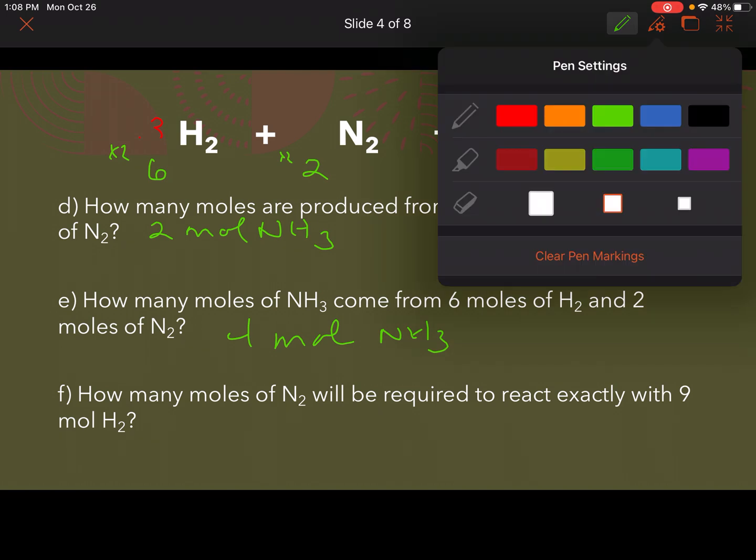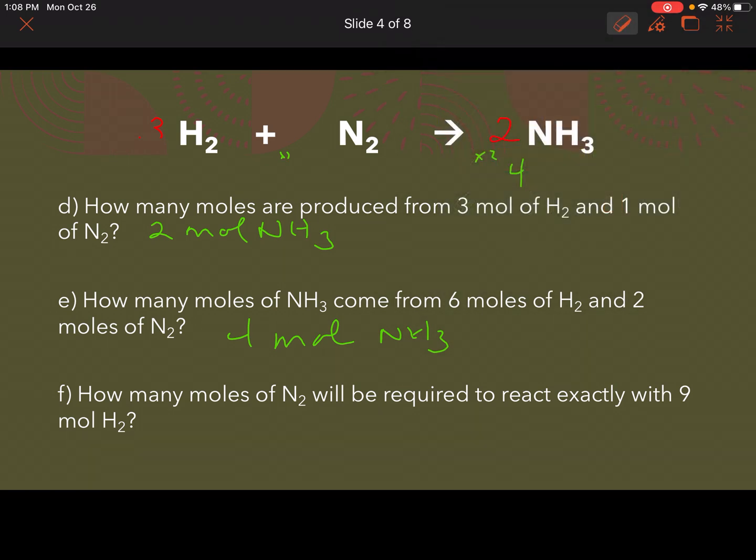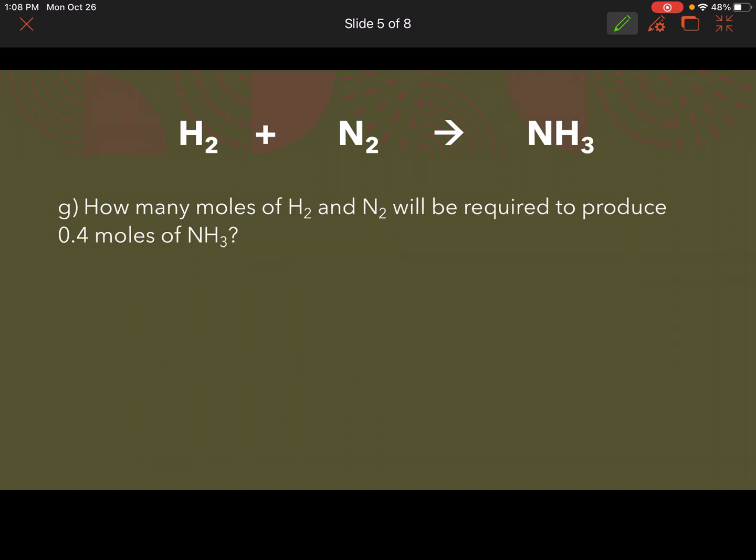Now, again, we're going to take it one step further here. How many moles of N2 will be required to react exactly with 9 moles of H2? So 9 moles of H2 is what I have, and I want to know how many moles of N2 are required to react exactly with that. Hopefully you'll say, okay, if I multiply 3 by 3, I get 9. So if I multiply the 1 by 3, I get 3 moles of N2. So what you're doing here is applying the mole ratio, whether you know it or not, to solve these questions.